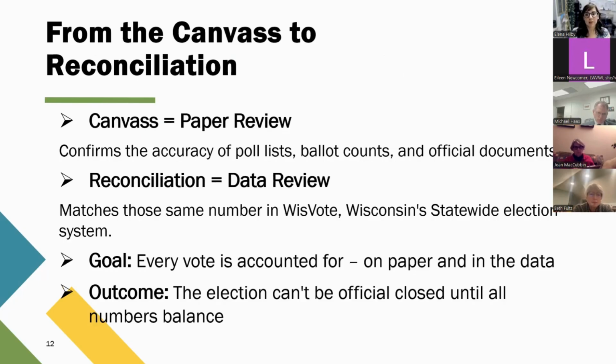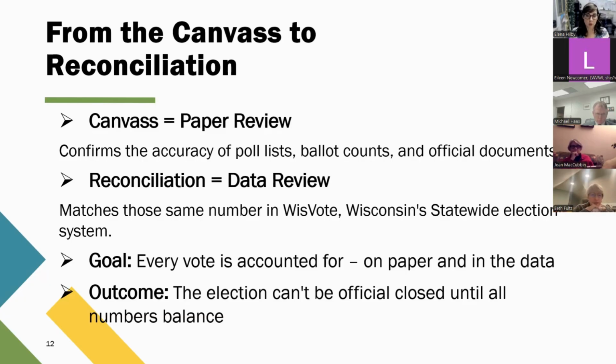Once the Board of Canvass completes their work, the process moves into WisVote, the state's secure election management system. And think of it like the canvass is the paper review, checking the poll lists, ballot counts, and official forms to make sure everything on paper adds up. The reconciliation is the data review, making sure that those same numbers in WisVote match what's on the paper records.